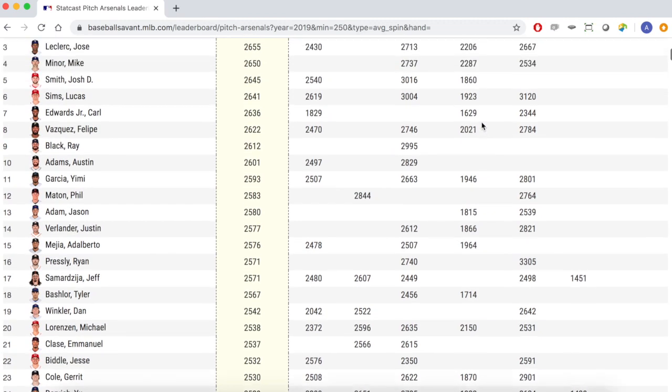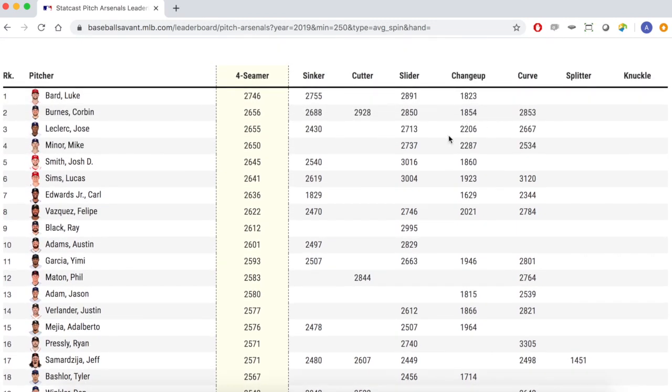Again, it'll sort by four-seamer. Kind of a grab bag of names at the top. I think it doesn't surprise anybody. You'll see like Mike Minor is very high spin. Luke Bard is always very high spin.